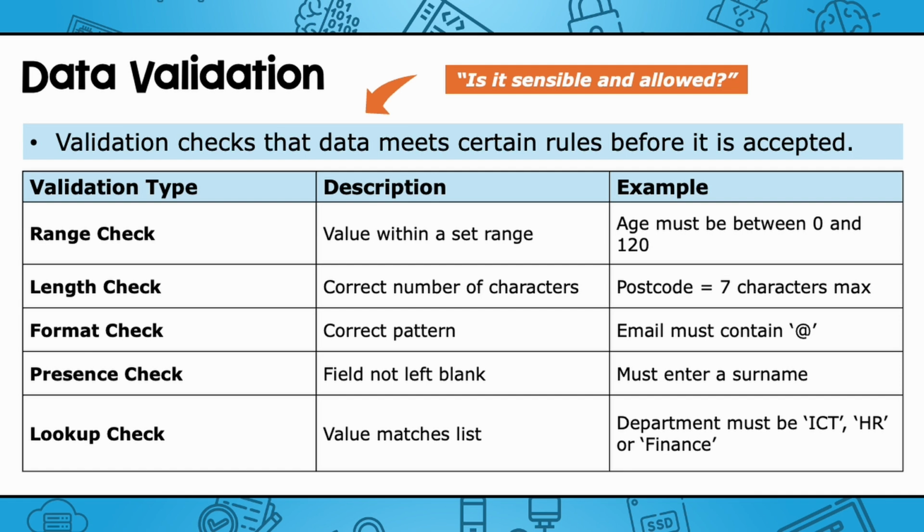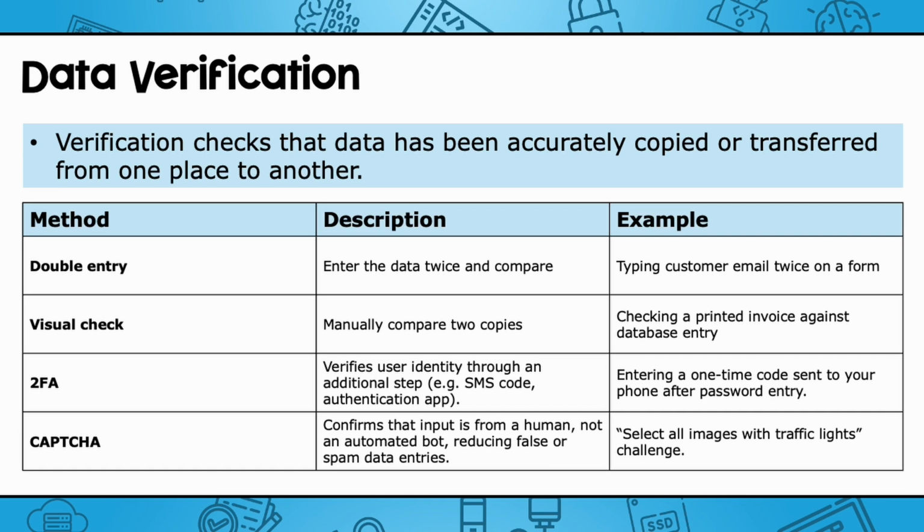So data validation: is it sensible and allowed? Data verification is all about checking the data, or the person entering the data, is correct and genuine. The simplest form is double entry. So these are sort of traditional methods. The simplest form will be double entry, where you type something twice to make sure that it matches, or somebody sits and visually checks the data. For example, they might be checking a printed invoice against a digital invoice within a system to make sure that they both marry up, they both match.